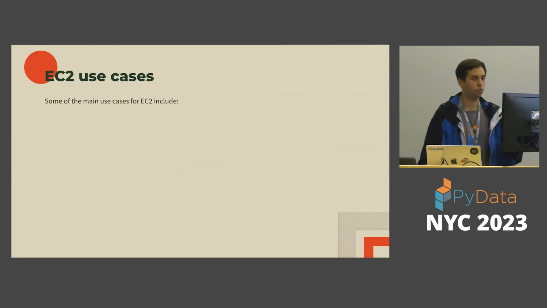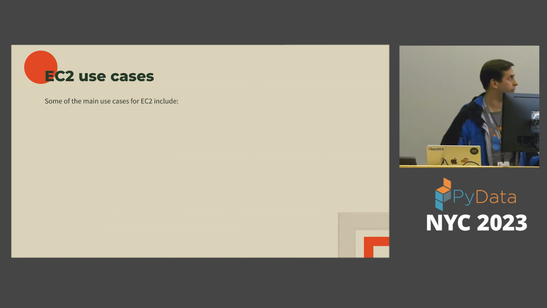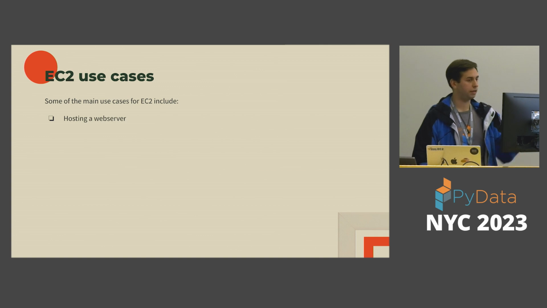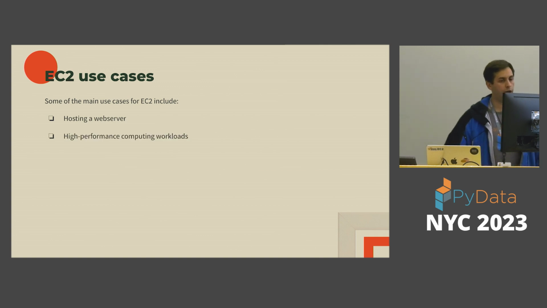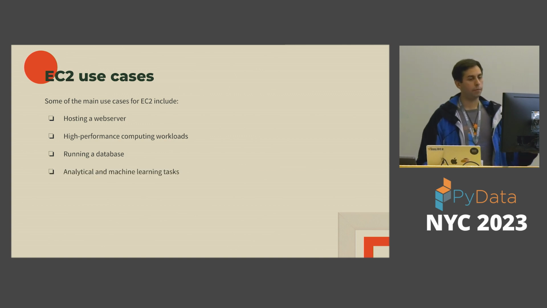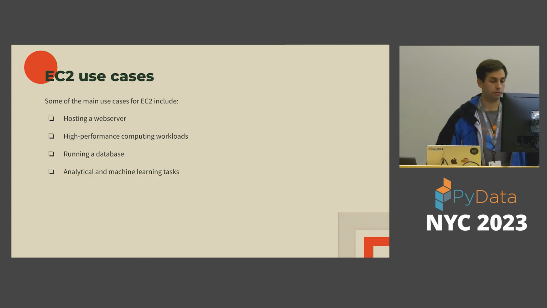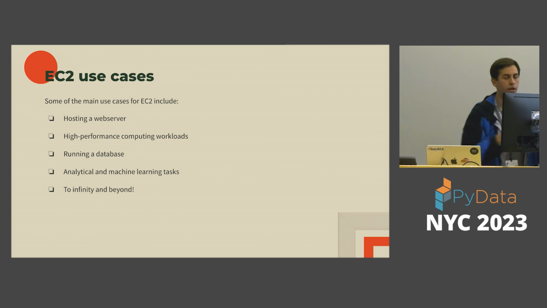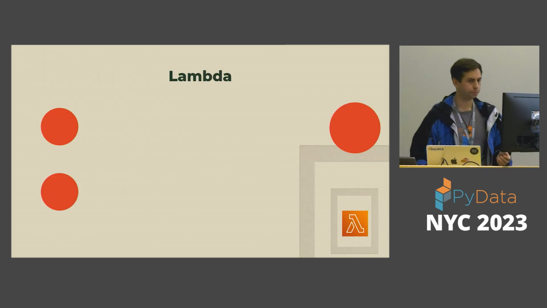So once you've got all those four pillars, you can start running your EC2 instance, and you can literally run most of the things. Like you can host a web server, you can run high-performance computing workloads, you can run a database if you're brave enough, and you can run analytical and machine learning tasks, and to infinity and beyond. Really, anything that you can run on your computer can be taken to the cloud using EC2.